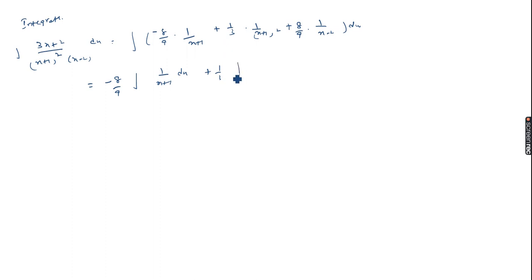plus 1 by 3 integral of 1 by (x plus 1) whole square into dx plus 8 by 9 integral of 1 by (x minus 2) into dx. We know the basic formulas, that is integration of 1 by x into dx is nothing but log x. And next, integration of 1 by x square into dx is nothing but minus 1 by x.